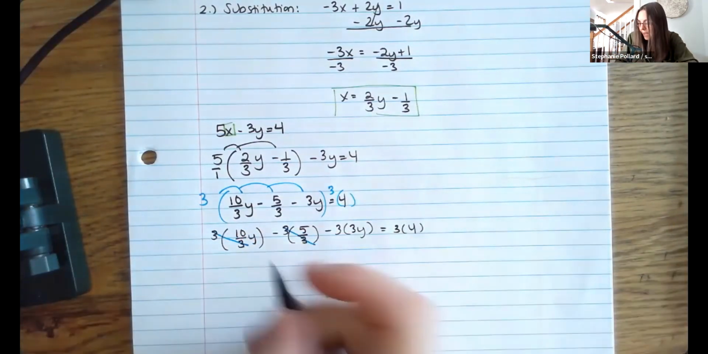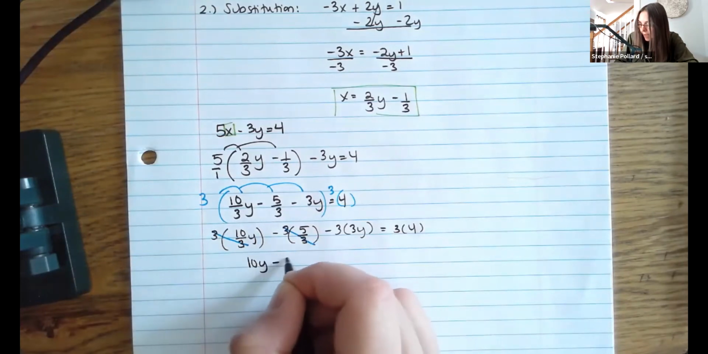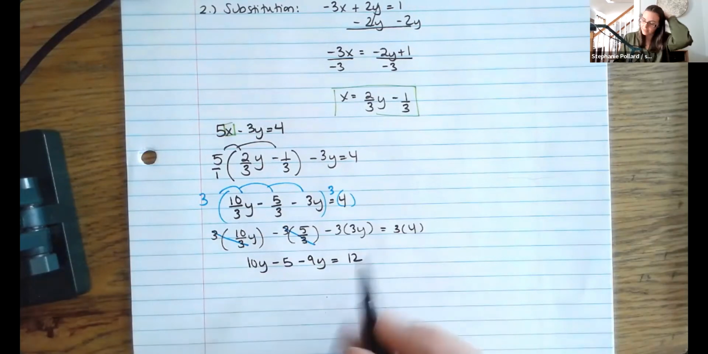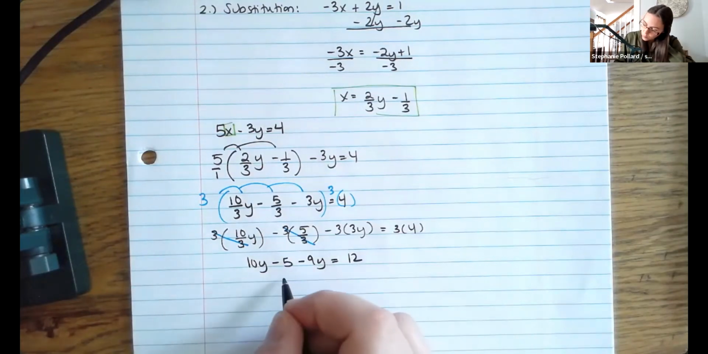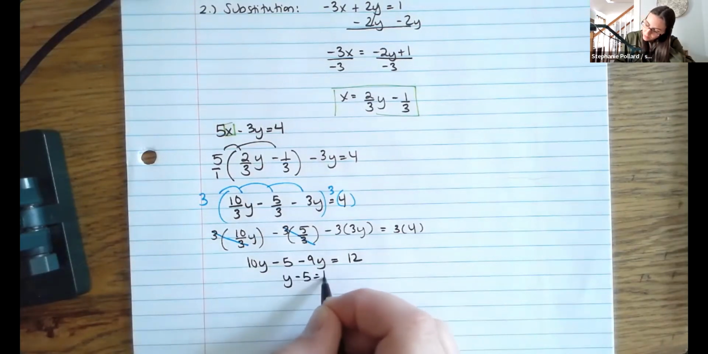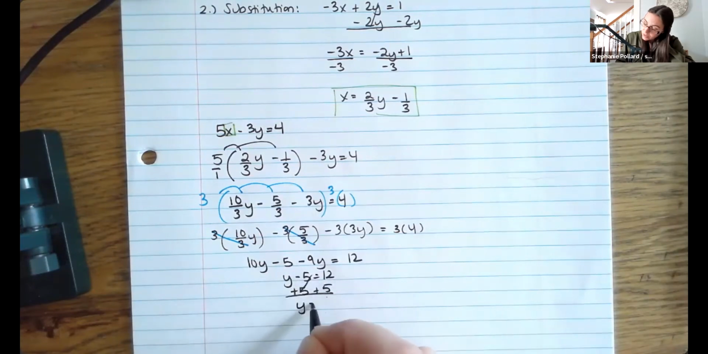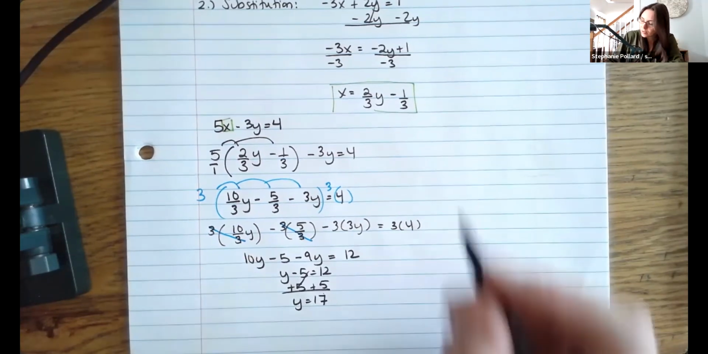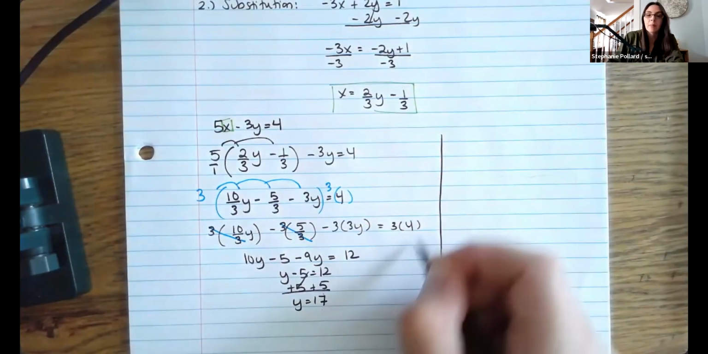So I'm left with 10y minus 5 minus 9y equals 12. And then 10 minus 9 is obviously 1. So y minus 5 equals 12. Add that 5 to both sides, and I get 17, which is actually what I was thinking with my graph. And then your last step is to take this value and plug it back in.